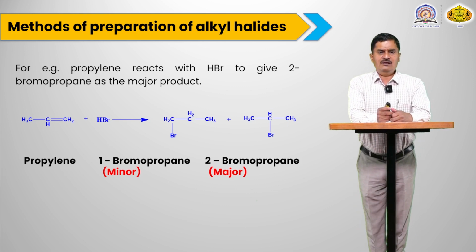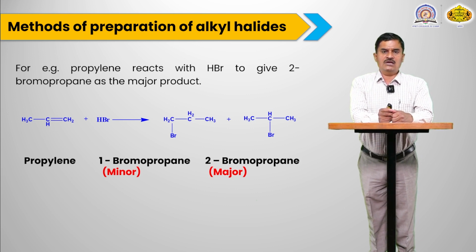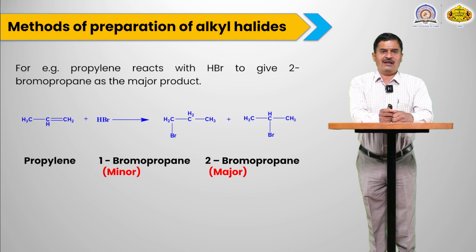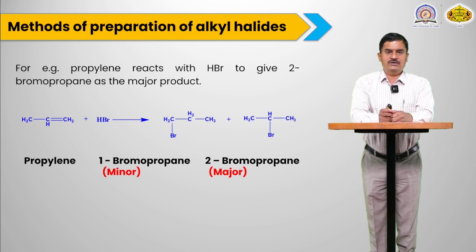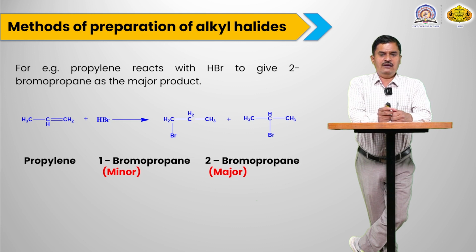So why is this possible? Because the first step is protonation, meaning in the first step there is formation of a carbocation, and the secondary carbocation is more stable. That's why the halogen is attached to carbon number 2. This reaction proceeds through a carbocation intermediate, so in the intermediate step there is formation of a more stable carbocation. That's why the more substituted product, with more alkyl groups on both sides, is the major product.